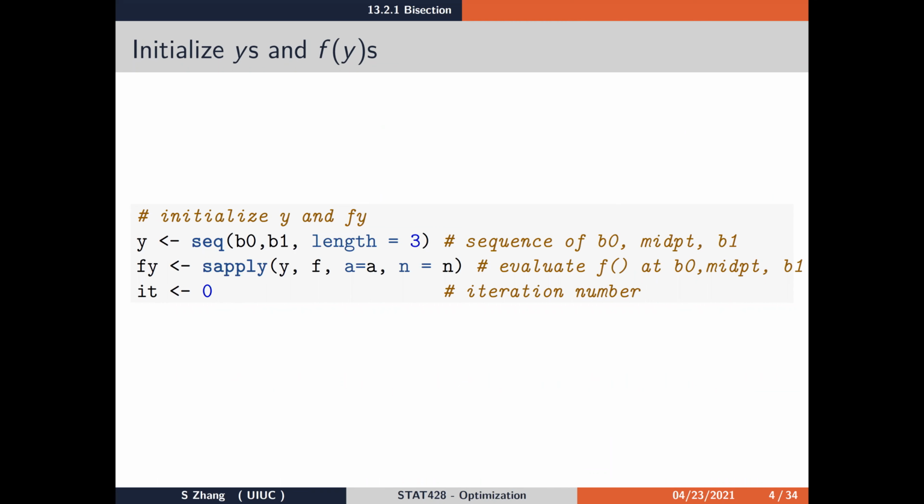Now let's initialize the y and the f(y)'s. So we set the y to be a sequence from b0 to b1 of length 3. What you can see is that y will be a length 3 vector, where the first entry is b0, the left side lower bound. The second entry is the midpoint of b0 and b1, and the third entry is b1. Then we will calculate f(y), which is the function of f evaluated at these 3 possible y values. We will also initialize the iteration number to be equal to 0.